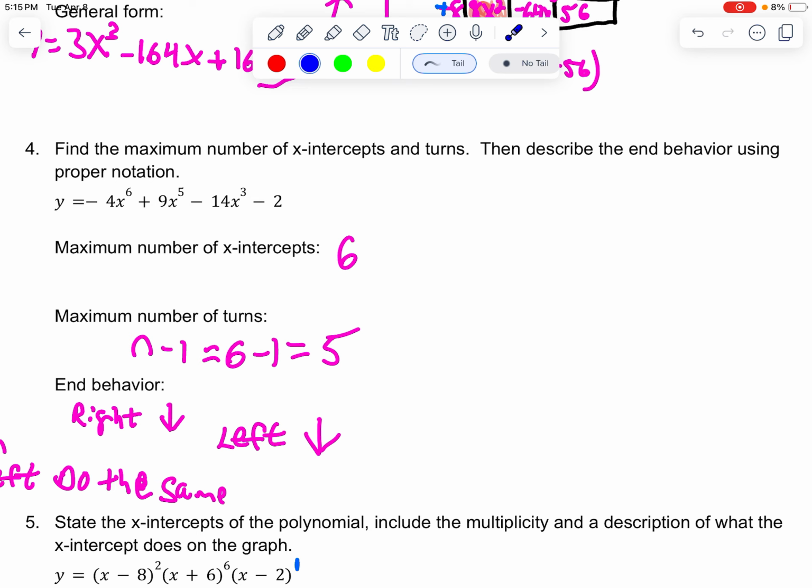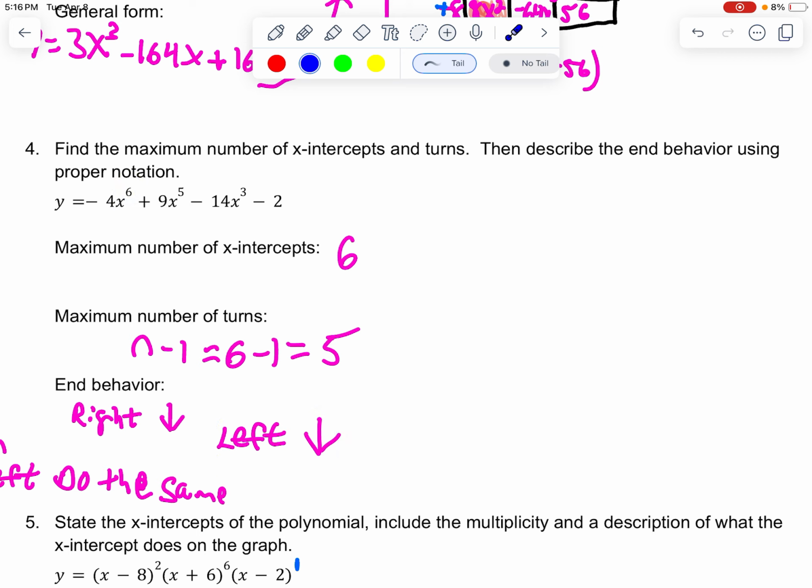The end behavior only depends on the lead term. First of all, the sign of the lead term will tell you if it goes up or down to the right. So since this is a -4, it doesn't matter if it's a 4, a 1, a -1, a negative 0.0003. The fact that you're multiplying it by a negative on the lead power means it's going to go down to the right. All right. Now, because the degree is even, it's going to do the same thing to the left. So it's going to go down to the left.